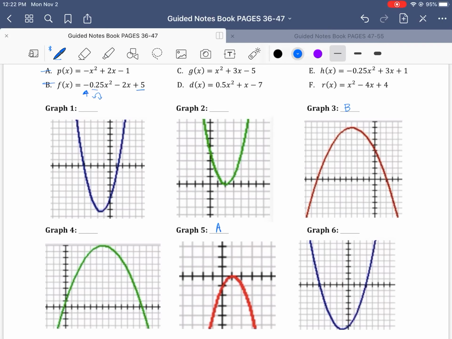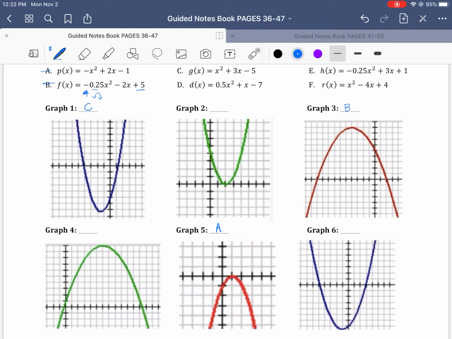So if you want to pause the video and try a couple of these, you can do that. But essentially that's what you're looking for. Opening up on C, down 5, or crossing at -5, I apologize, the y-axis. So that would be this one right here.